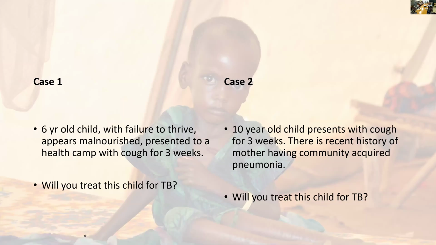So let's look at 2 cases. We're sitting in a health camp and we get a 6-year-old child with failure to thrive. He appears malnourished and he presented to the health camp with cough for 3 weeks. Will you treat this child for TB? Then the second case is a 10-year-old child who presents with cough for 3 weeks. There is some family history of his mother having a recent contact with pneumonia. Now she's well. Now will you treat this child for TB?